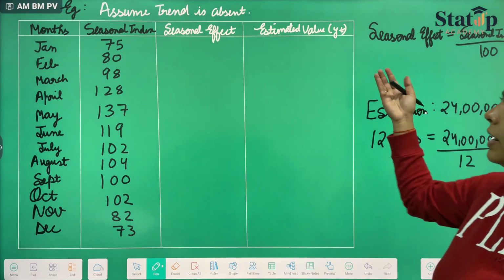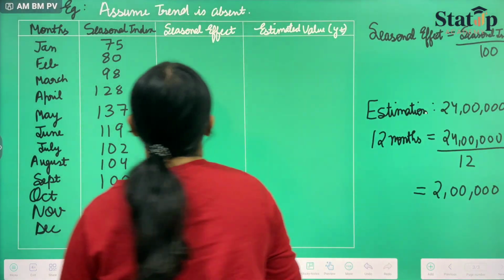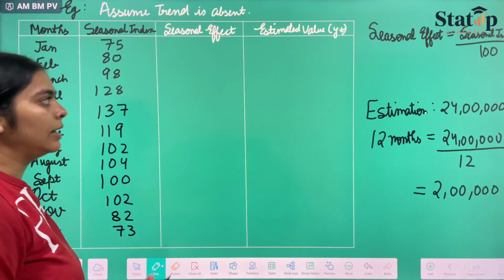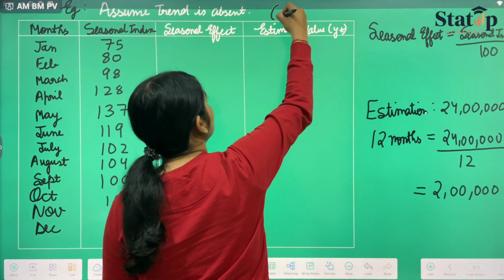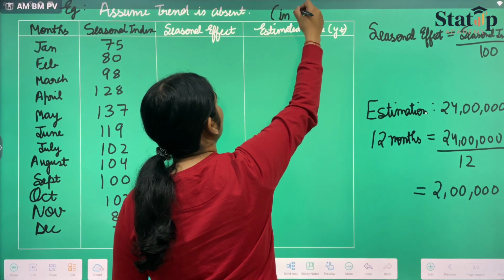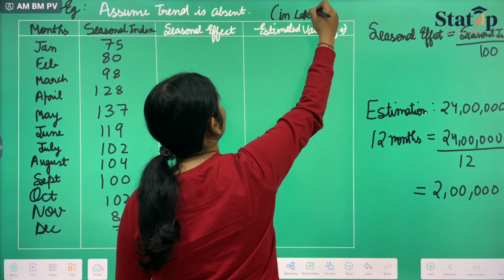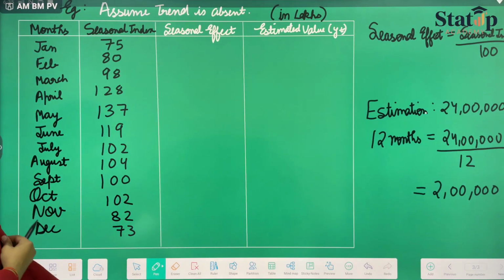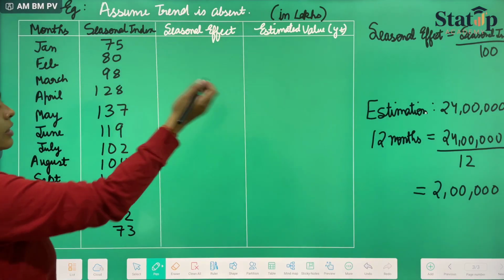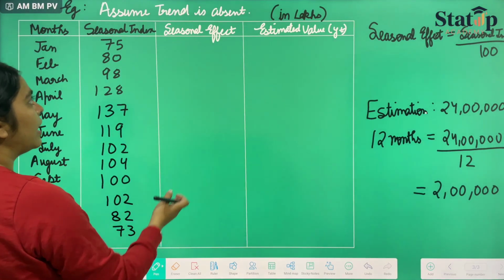So we'll multiply it by 2, and our estimation would be in lakhs. So we'll calculate it in lakhs. Okay. So first of all, we'll calculate the seasonal effect. Seasonal effect is dividing all of these by 100.